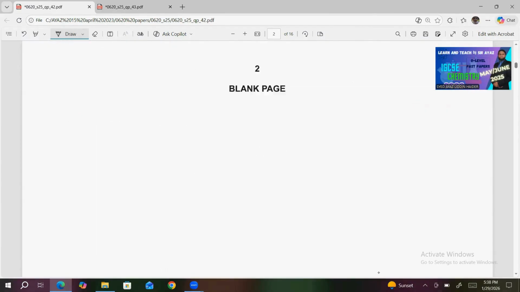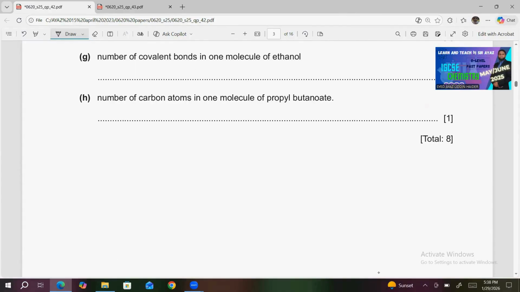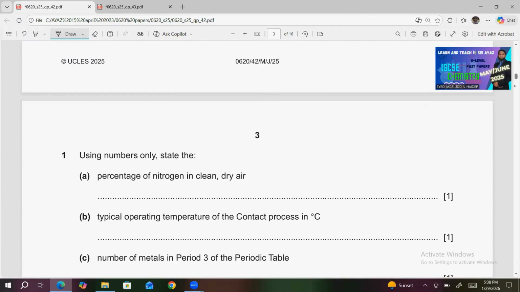So let's start with question number 1. Using numbers only, state the percentage of nitrogen in clean, dry air. Now the marking key states it's 78. You can even write 79, 78 or 79.